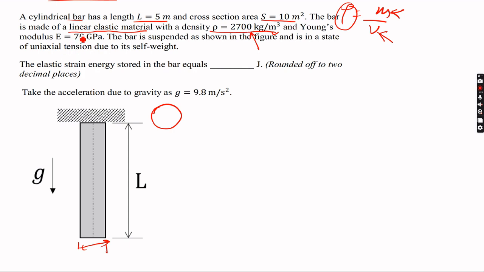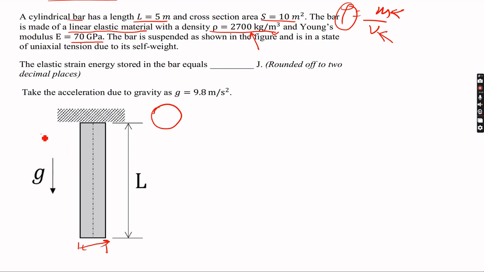E is Young's modulus. Young's modulus is given as 670 GPa. Subjected to, in the given figure, it is given like this. So they are saying due to uniaxial tension due to the self weight. What is given in the question? This bar is given, and due to self weight, some weight is there.